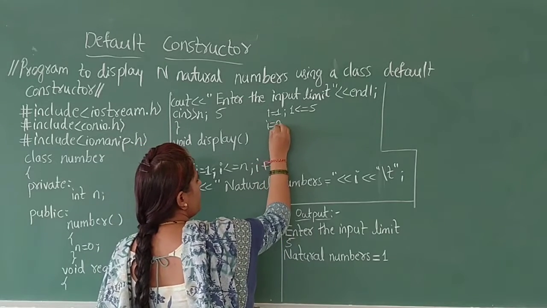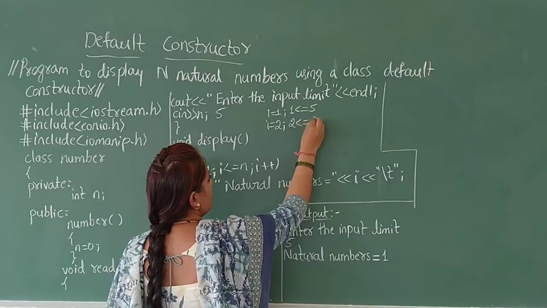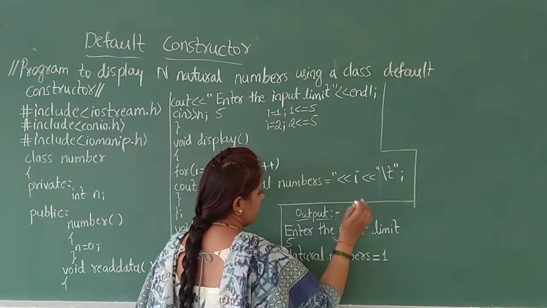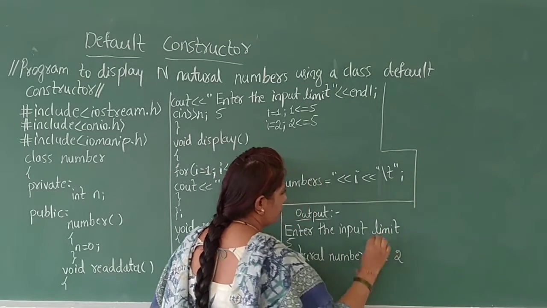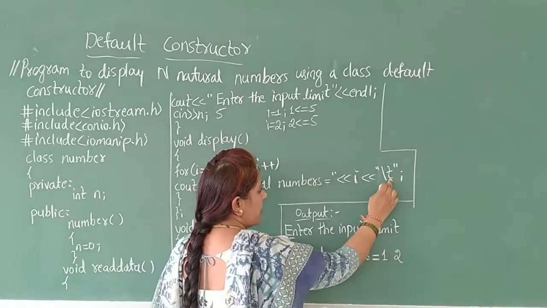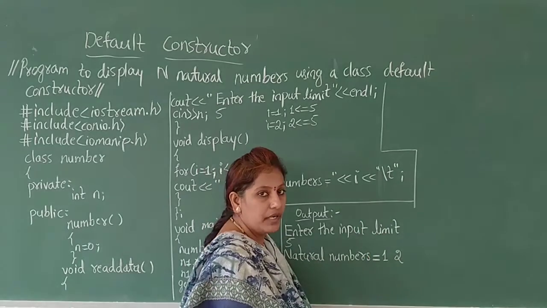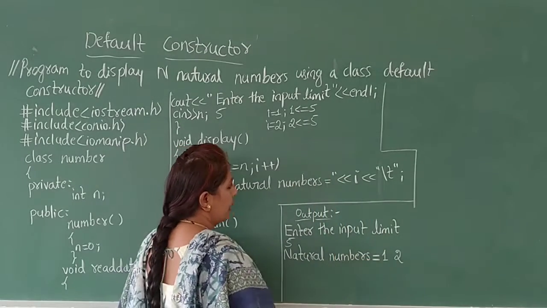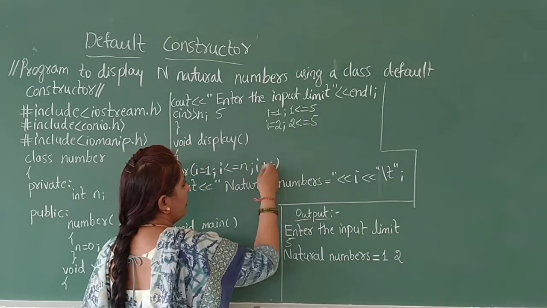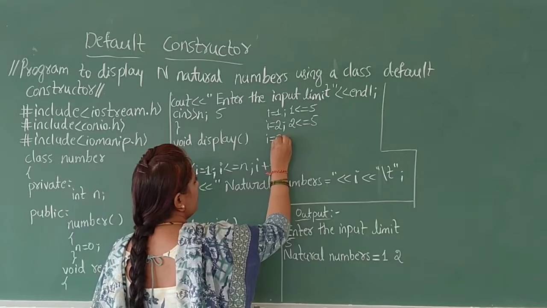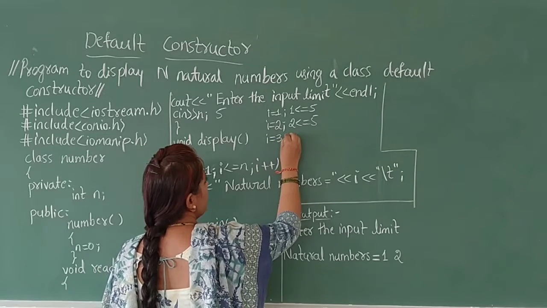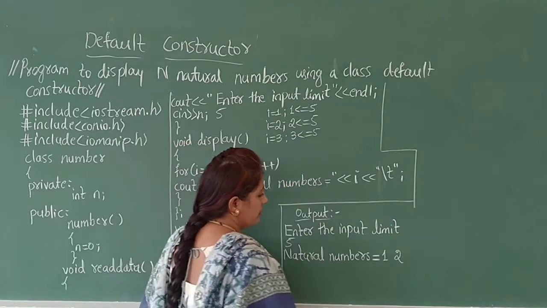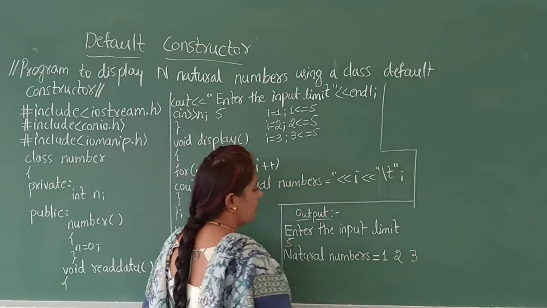Now it is 2. 2 is less than or equal to 5. Yes, it is less than 5. Then again it prints the i value 2. Here the slash t given means it gives tab space in between the data values while displaying. Next, i value is incremented, again i is equal to 3. 3 is less than or equal to 5. Yes, it is less than 5. Then it displays the i value 3.